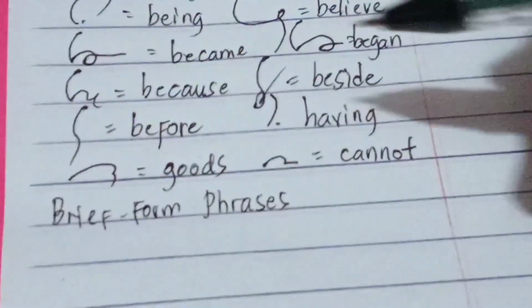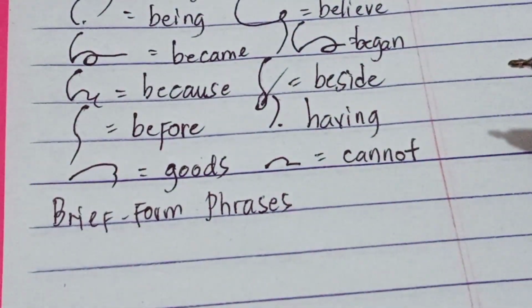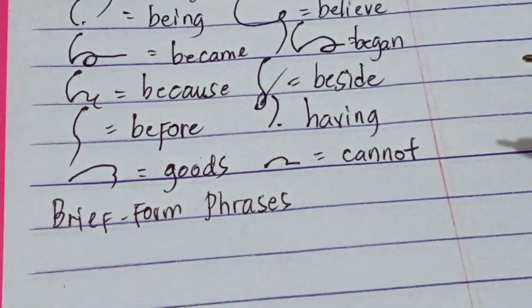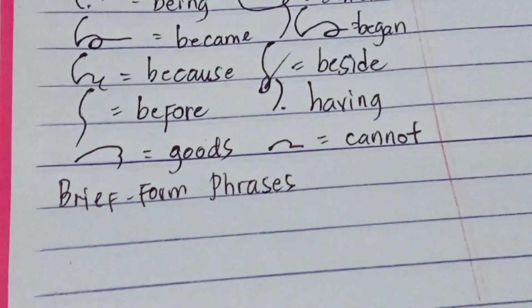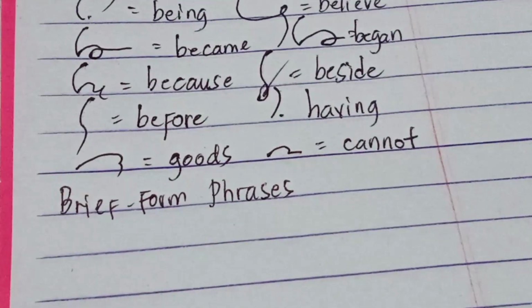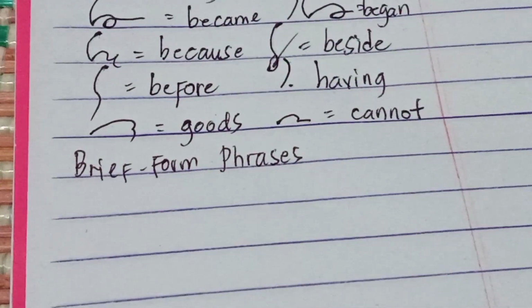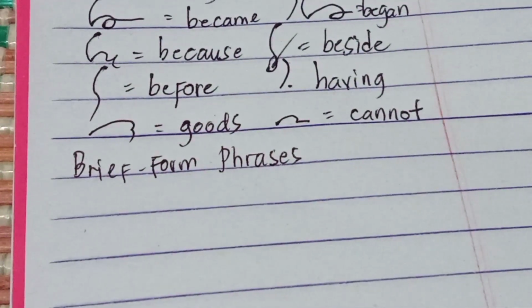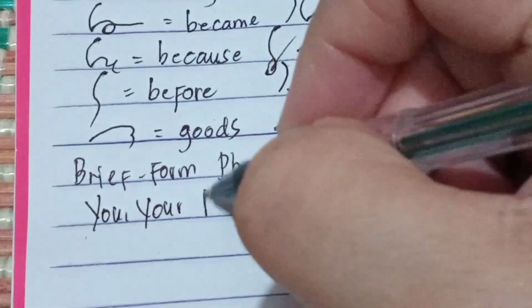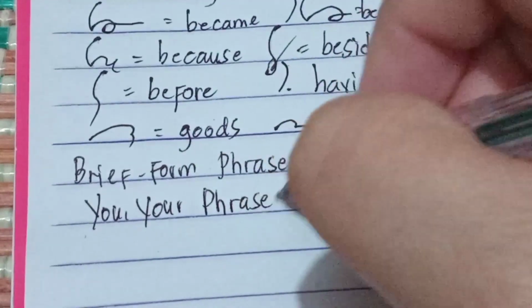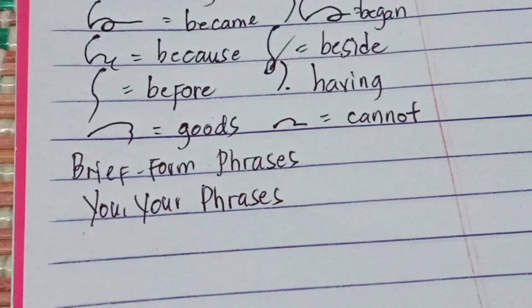Okay? Again, when you say brief form phrases, these are the combinations of two or more brief forms written together in a single outline. So, makakabuo po tayo ng brief forms. Okay, the first set ng brief form phrases po natin ay yung pong you and your phrases. Okay? You and your phrases.